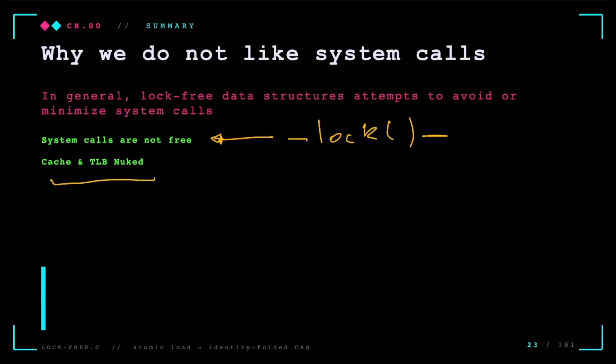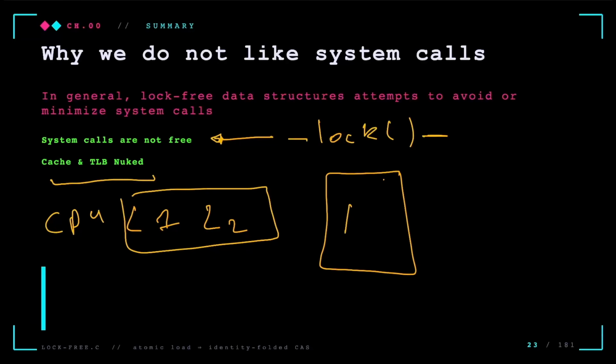The second thing is that your cache and TLB get nuked. The cache is the L1 and L2 cache layers that sit between the CPU and the RAM. The CPU stores frequently accessed data in the cache, but when you switch to kernel space, that cache is essentially gone because now the CPU is executing the kernel code. The cache will end up containing the kernel's data, especially if the kernel code is expensive and has loops and such.